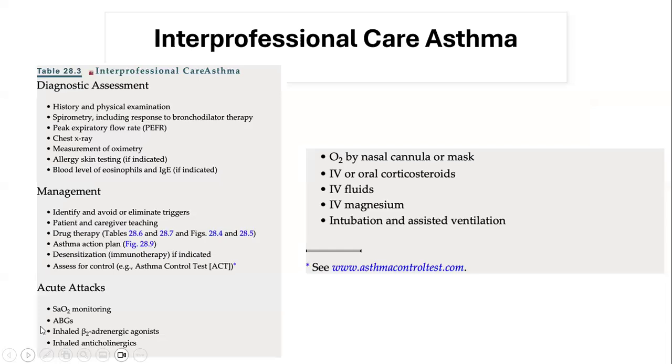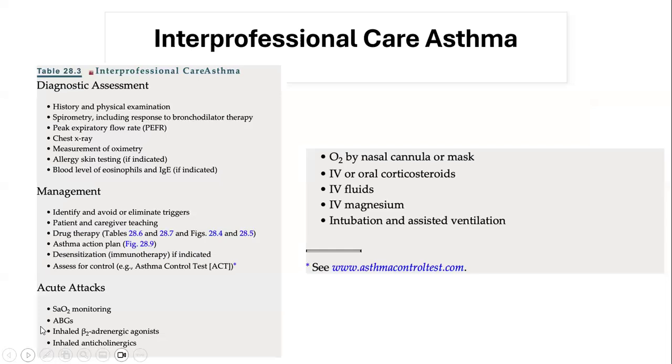The next one is the drug therapy, which is the bronchodilators and so on that we will see on the next slide. It is also really important to have an asthma action plan for the patients with asthma, and give desensitization or immunotherapy if indicated, and also assess for the control.